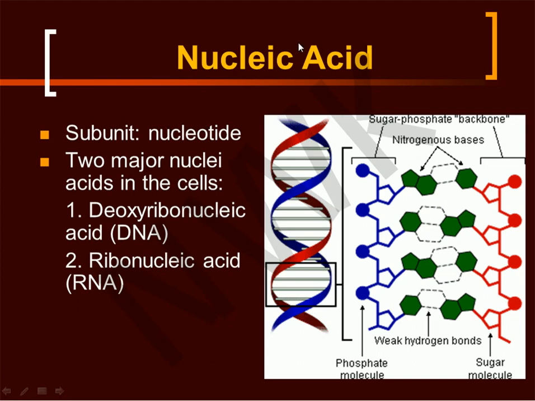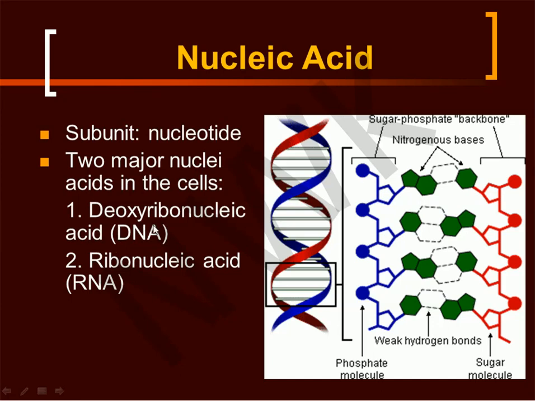Nucleic acid is in fact a polymer, a type of macromolecule as well, same as carbohydrate, lipid, and also protein. Since they are macromolecules or polymers, surely they have their monomer. They are formed by many same subunits. So the subunit of nucleic acid is called nucleotide. There are two types of nucleic acid.